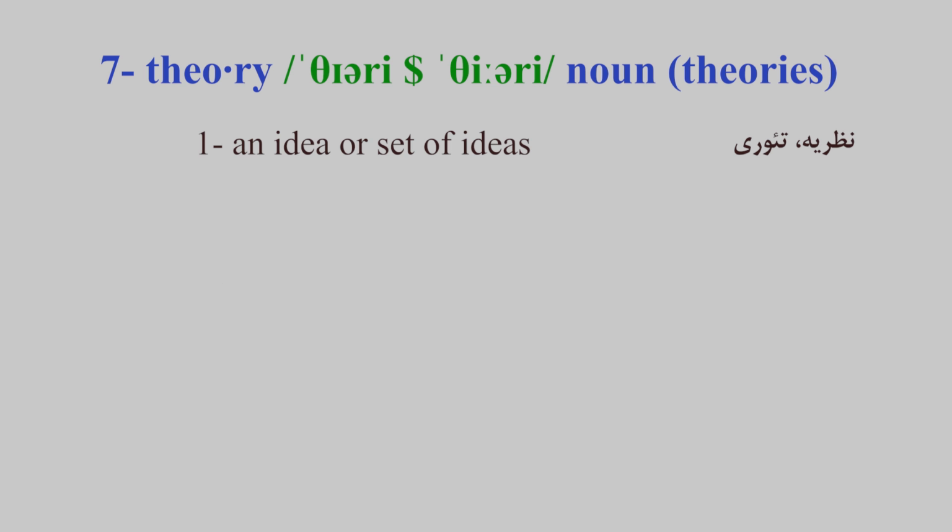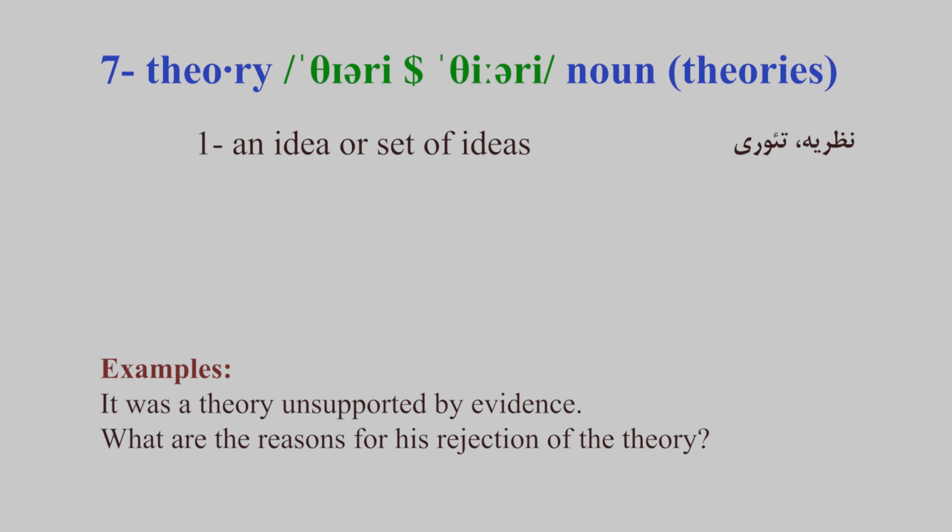And examples: it was a theory unsupported by evidence. Unsupported is the antonym of supported. It means that the theory has got no evidence. And the next example is, what are the reasons for his rejection of the theory? Rejection means that the theory is denied. And rejection means denial or disapproval.